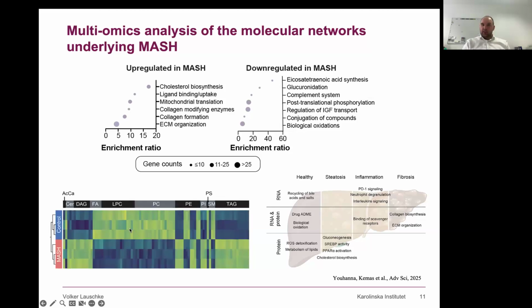We've also done lipidomic assessments, and here again, little surprises. In the MASH samples, we see drastically overrepresented diacyl and triacyl glycerols, whereas the LPC and PC species are relatively upregulated in the control samples. What was overall interesting is that when we looked at the individual pathways at RNA and protein level, we saw that at the RNA level, inflammation and fibrosis were well reflected, whereas steatosis was exclusively detectable at the protein level.